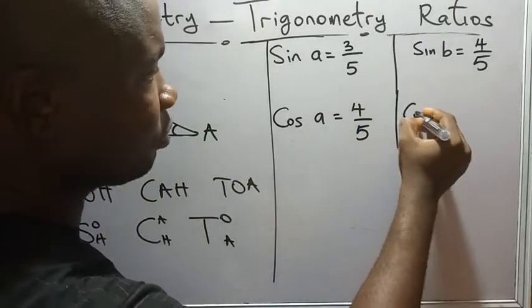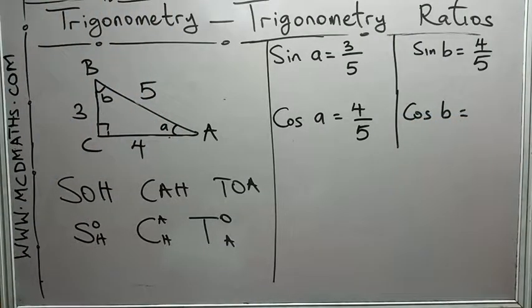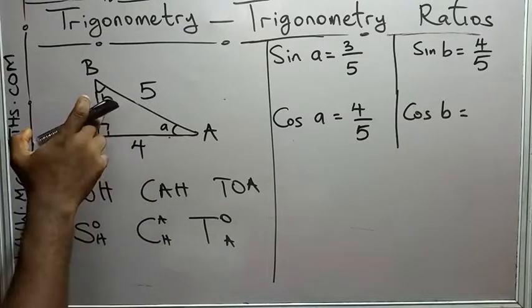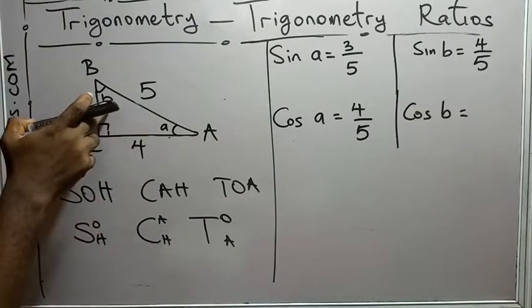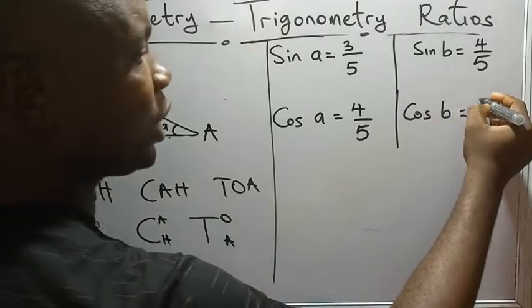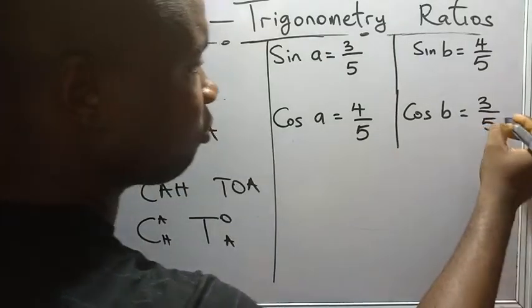Now cos B. For cos B, it becomes the adjacent. For B, the adjacent is no longer 4. The adjacent is now 3 for cos B. So we have 3 over the hypotenuse, which doesn't change, remains the same, 5.